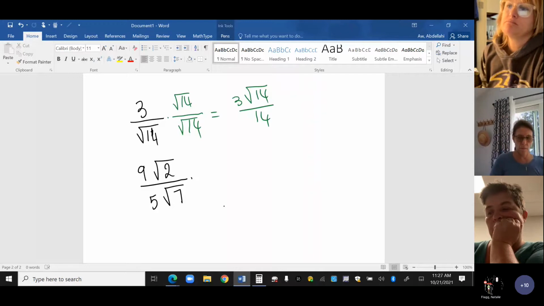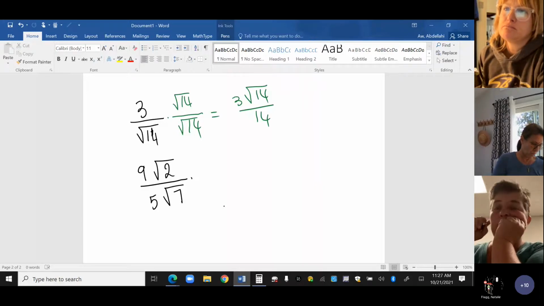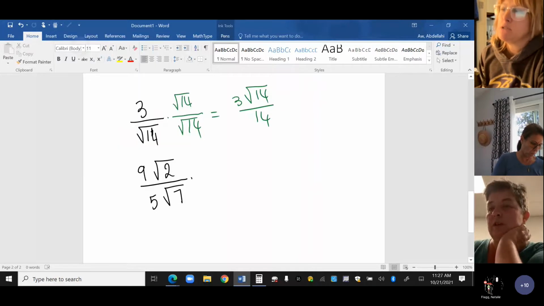If I have a square root over the 2, I almost don't care about it, because my question is rationalize the denominator. You didn't tell me rationalize the numerator. If you told me rationalize the numerator, then I would care about the numerator. But when you tell me rationalize the denominator, I only care about the denominator. That's it, right? So then I have to multiply and divide by what? Square root of 7. Square root of 7, exactly.